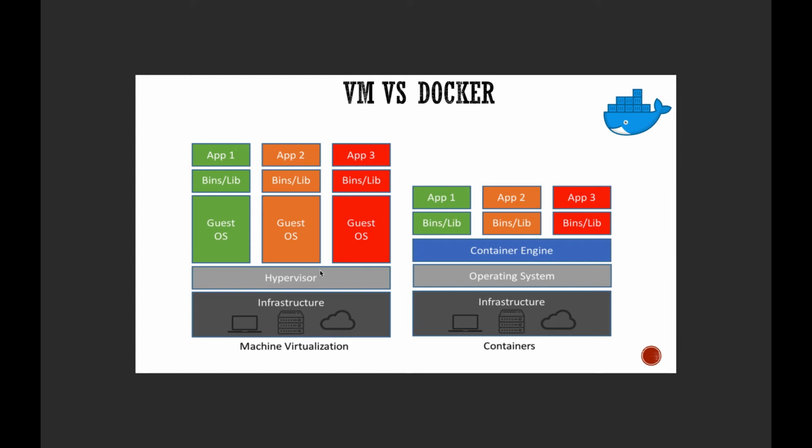A computer on which a hypervisor runs one or more virtual machines is called a host machine. So this machine can be called a host machine on which the hypervisor is running, and each virtual machine which we have installed on top of that can be called a guest machine.